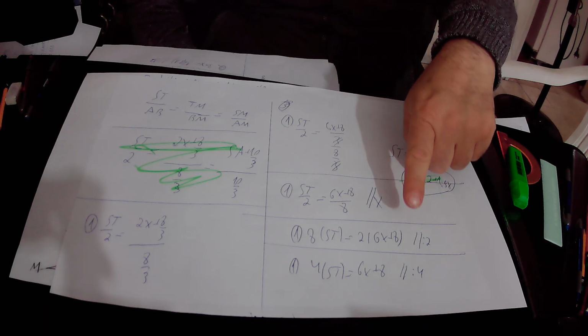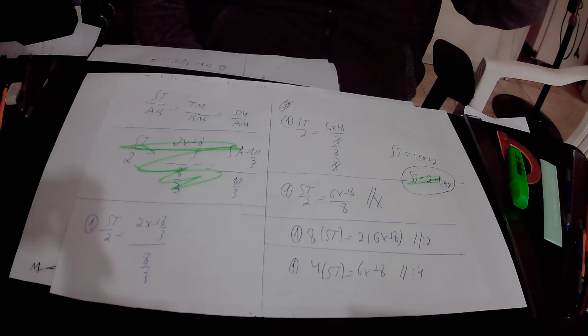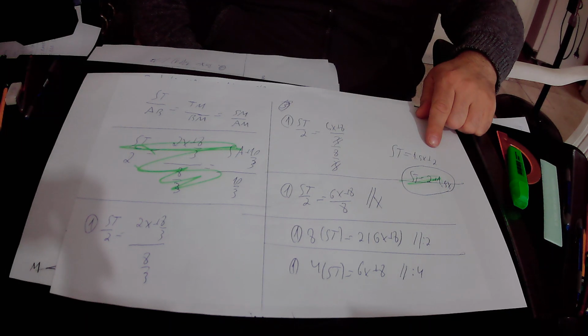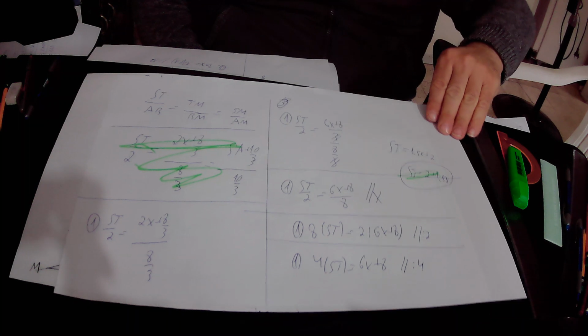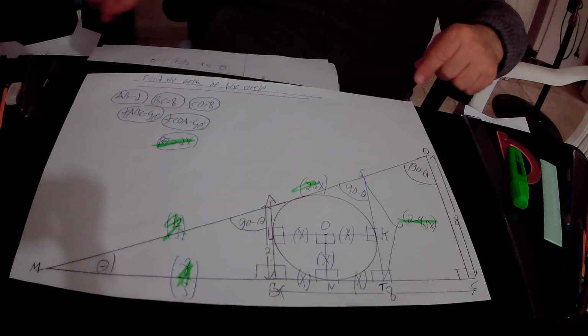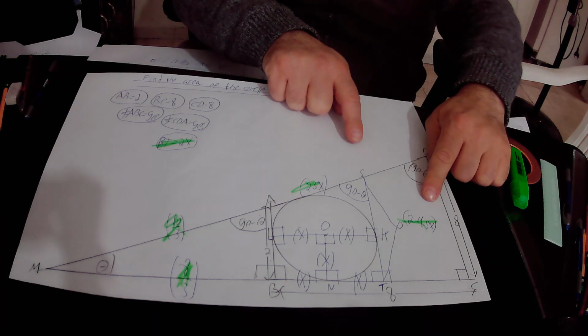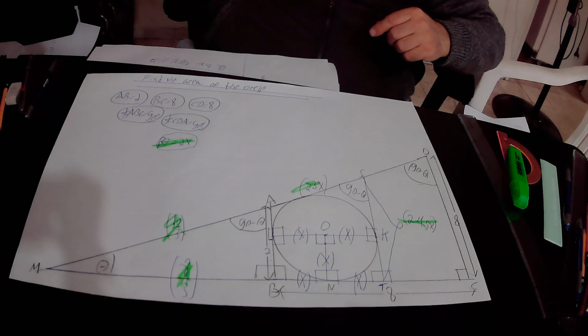Here we divided this equation 1 by 4, and finally found out that ST equals 6x over 4, which is 1.5x, plus 8 over 4, which is 2. So in conclusion, ST equals 2 plus 1.5x. Here, this line segment ST equals 2 plus 1.5x. We continue to focus on the long equation.